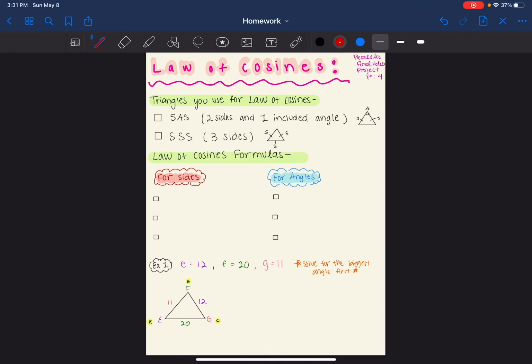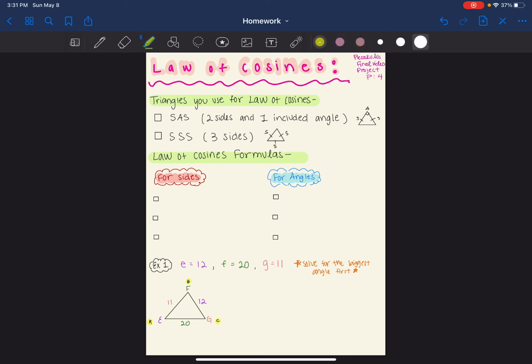Hi, today I'll be talking about the law of cosines. The first thing that you need to know is what types of triangles are applicable when using the law of cosines. The first type of triangle is side angle side, which is a triangle that only provides two sides and one angle.